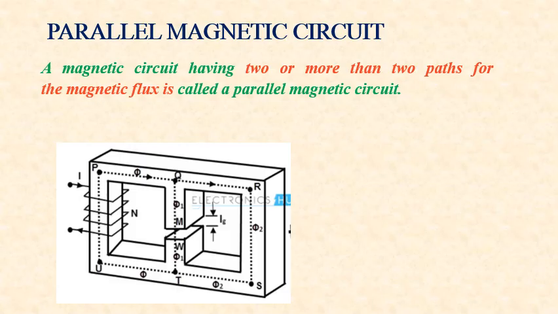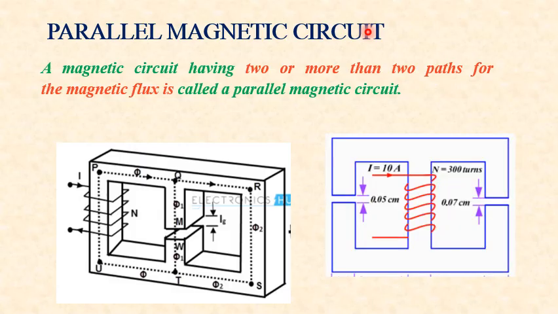Here we can see that the flux produced in the limb PU has more than one path to travel. That is through QT as well as through QRST. So the flux phi at the point Q will split into two, phi 1 and phi 2. Here we can see that the path QT is parallel to the path QRST.